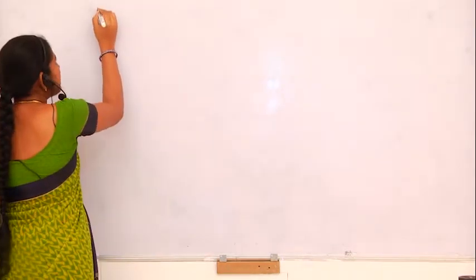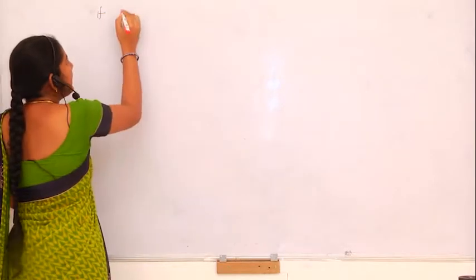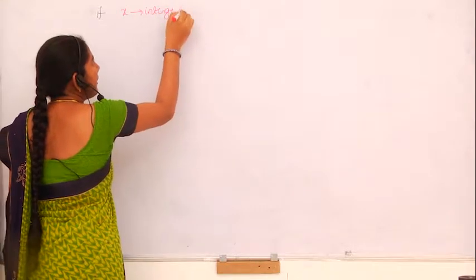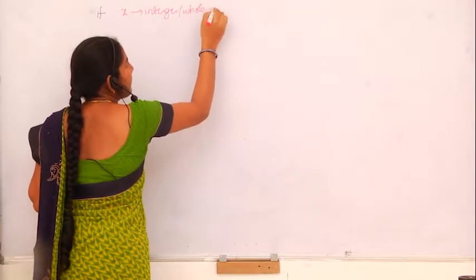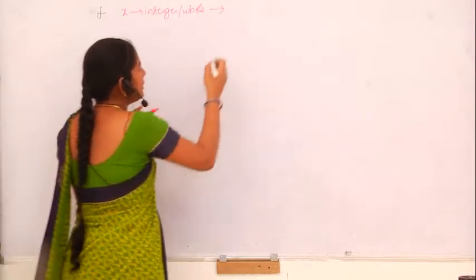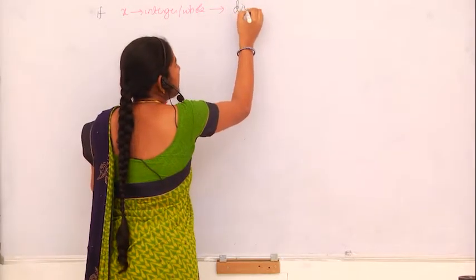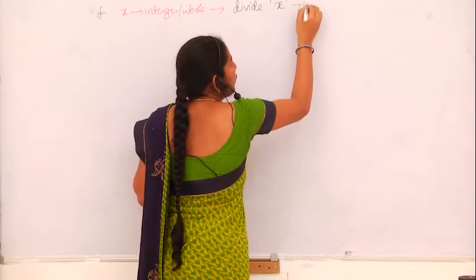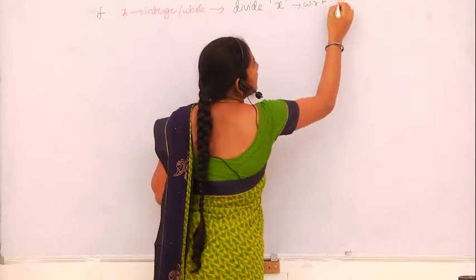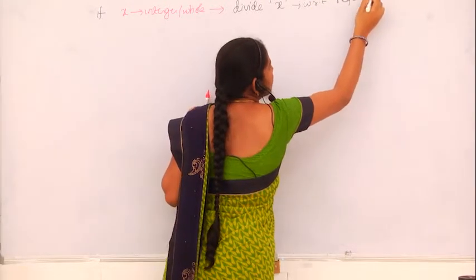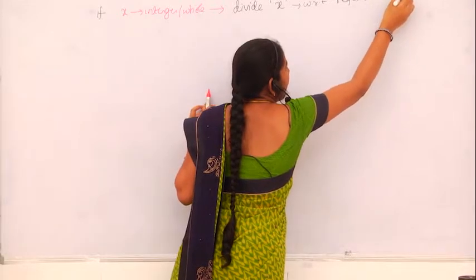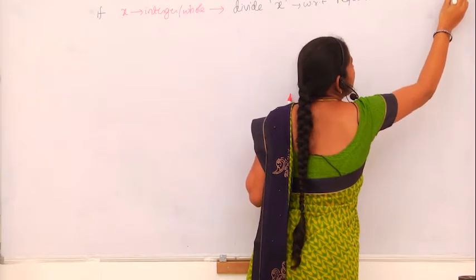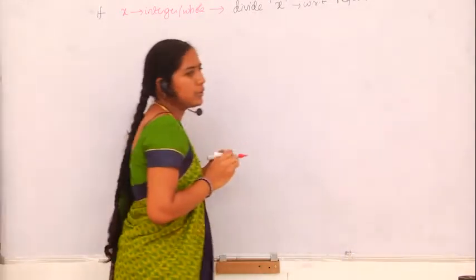For the first case, I will consider x is an integer or a whole number. Then we need to do the division, means divide x with respect to the required radix till the quotient part is equal to 0.